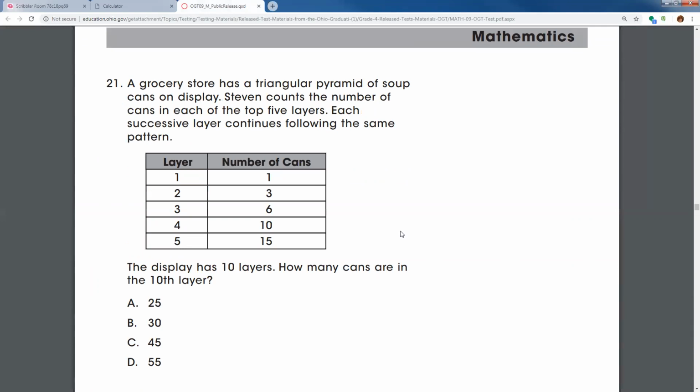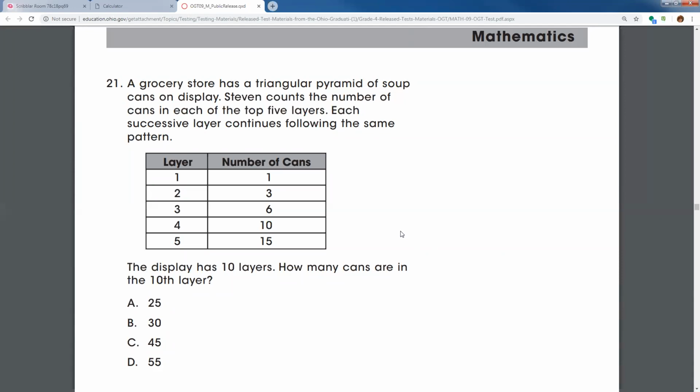A grocery store has a triangular pyramid of soup cans on display. Stephen counts the number of cans in each of the top 5 layers. Each successive layer continues following the same pattern. The display has 10 layers. How many cans are in the 10th layer?